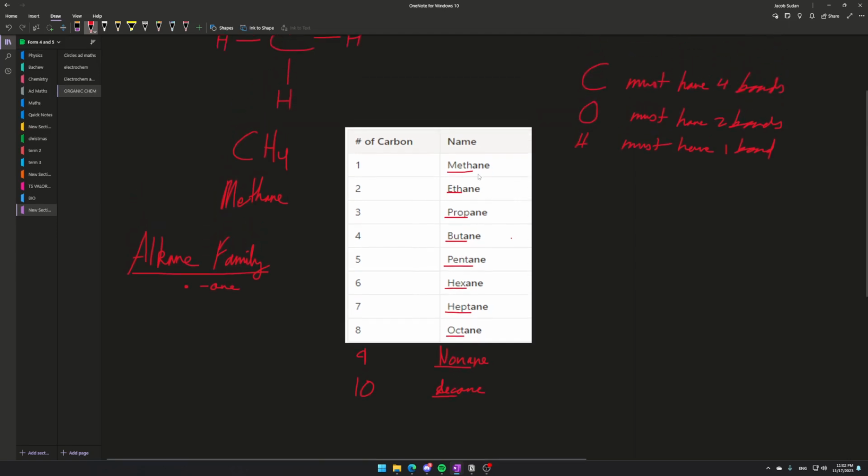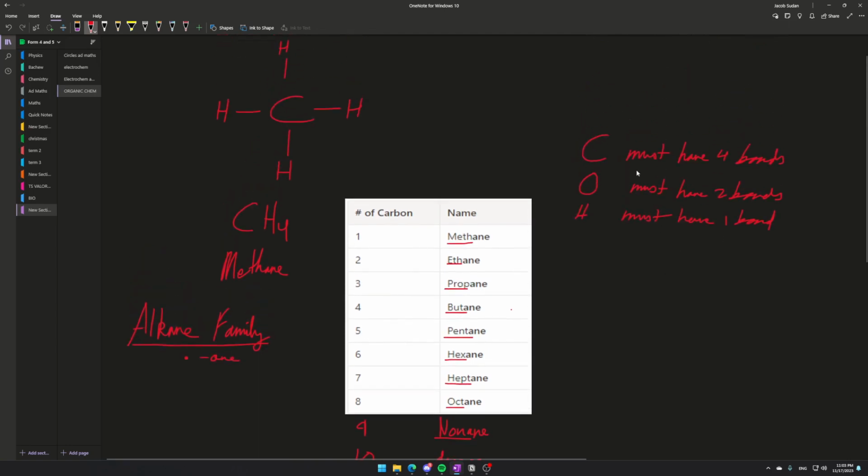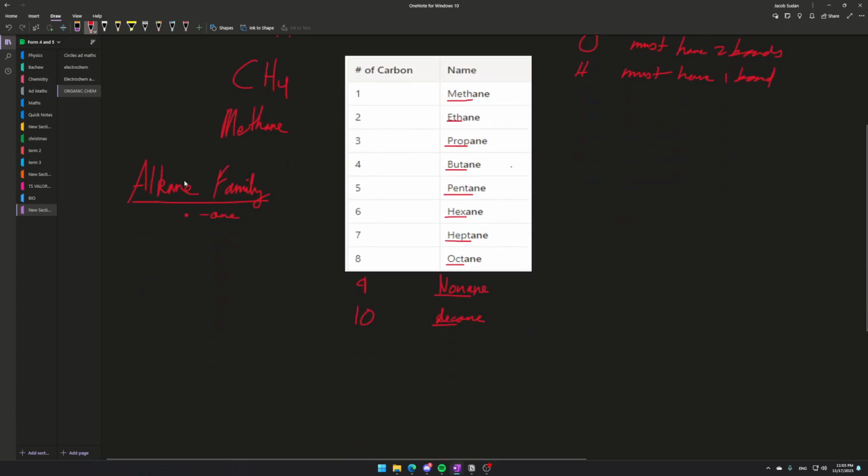So, these are the alkanes. The alkanes only have single bonds present. So based on these rules up here, the carbon must have 4 bonds, O must have 2 bonds, and H must have 1 bond. Now, the alkanes are a family of hydrocarbons. Hydrocarbons only have carbon and hydrogen, and they are considered to be saturated. Let's explore the characteristics of alkanes. They all end in the -ane suffix.